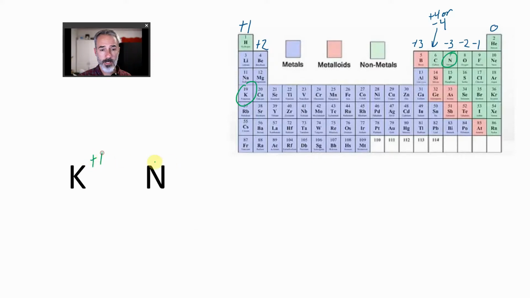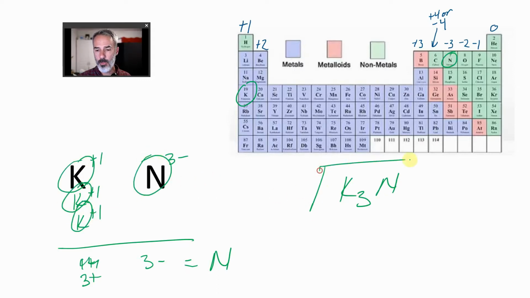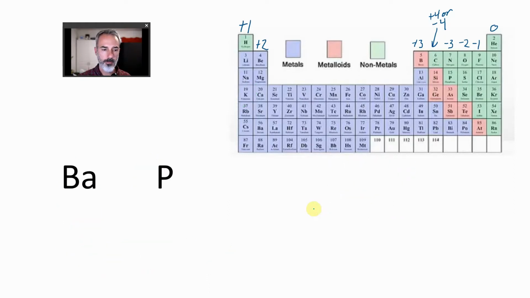K is 1 plus, or plus 1. I wrote it backwards that time. Nitrogen is 3 minus. Let's see. We have 1 plus and 3 minus. Which side needs more? Definitely the potassiums. I'm going to need another one, and I think I'm going to need another one. That gets me up to 3 plus. There we go. That's neutral. I'm just going to write it as neutral, and my formula will be K3N. Why? Because there's 1, 2, 3 Ks and only 1 N. Boom. There we go.